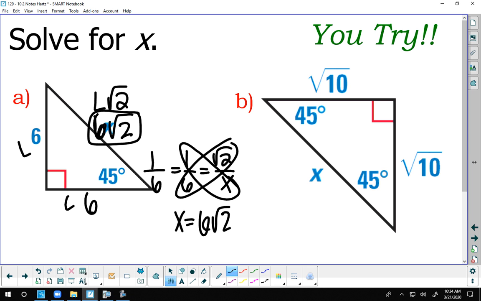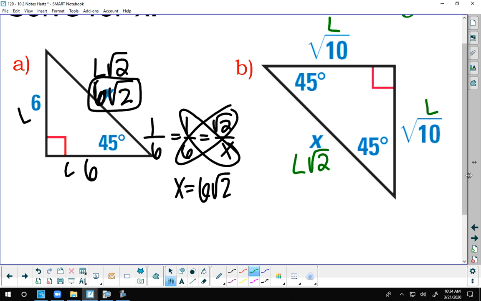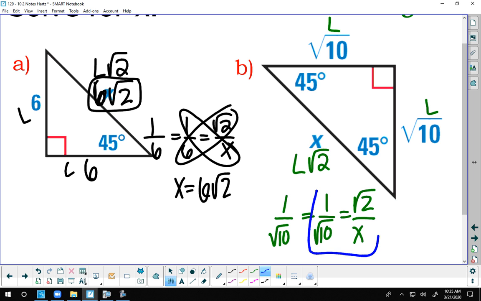Okay, for B, since our leg is not just a number, it's the square root of 10, it would be beneficial to set up our ratios. So 1, 1, square root of 2. Okay, my legs are both square root of 10. Remember, the legs are always going to be the same. And then my hypotenuse is just x. So I'm going to use these two ratios to cross multiply.